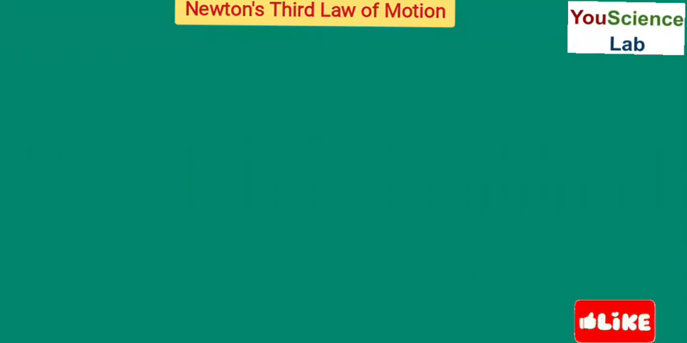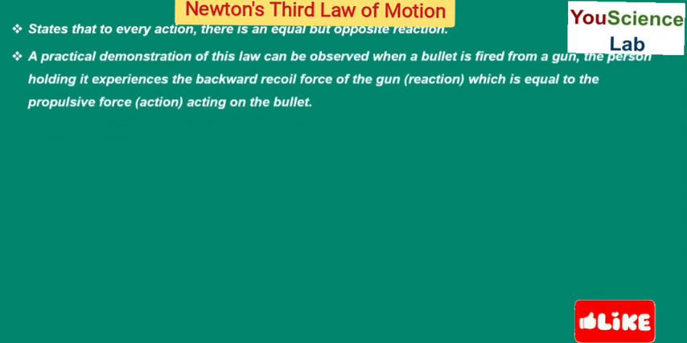Newton's third law of motion. Newton's third law of motion states that to every action, there is an equal but opposite reaction. A practical demonstration of this law can be observed when a bullet is fired from a gun. The person holding the gun experiences the backward recoil force of the gun. This is the reaction of the force, which is equal to the repulsive force, the action acting on the bullet.